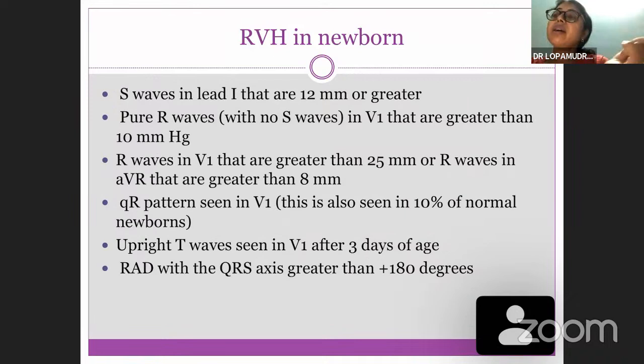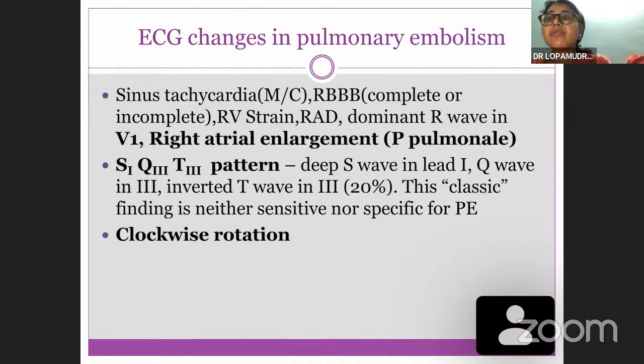RVH in a newborn is very difficult to diagnose. And here, the axis has to be more than 180 to diagnose RVH. And if a QR pattern is present, then it can be RVH, and an upright T wave, if seen after 3 days of age, may also indicate RVH. Similarly, some ECG changes can be present in pulmonary embolism, which has a specific S1, Q3, T3 pattern, though it is specific, it is rarely seen.